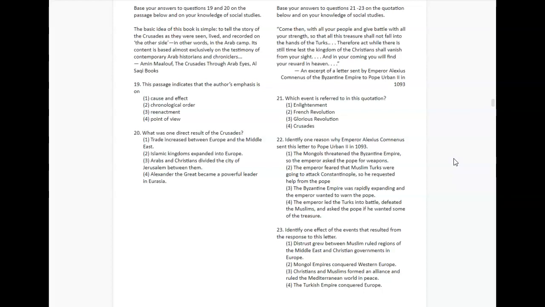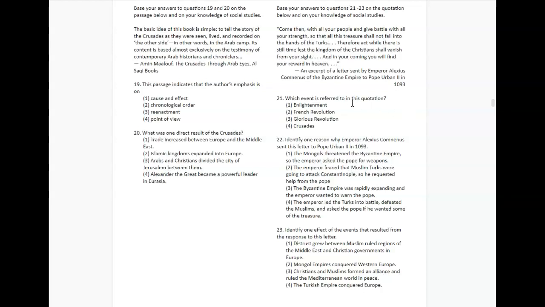And 21 through 23 are based on this passage. It's an excerpt of a letter sent by Emperor Alexius Comnenus of the Byzantine Empire to Pope Urban II in 1093. He said, "Come then with all your people and give battle with all your strength, so that this treasure should not fall into the hand of the Turks. Therefore act while there is still time, lest the kingdom of the Christians shall vanish from your sight. And in your coming you will find your reward in heaven."